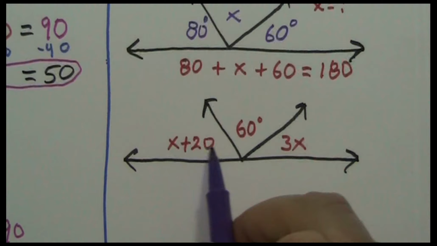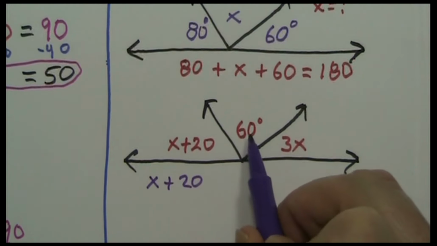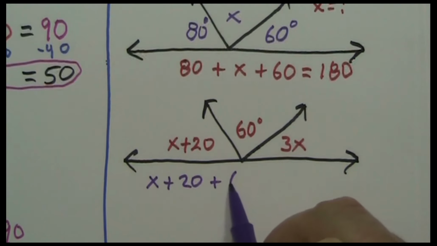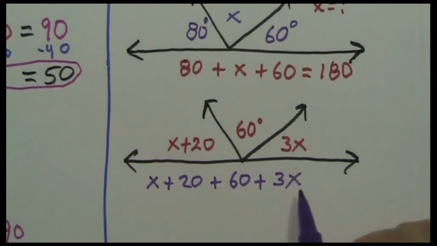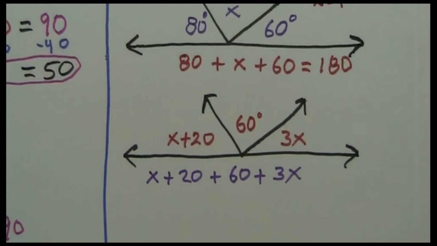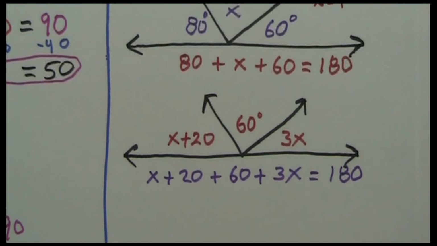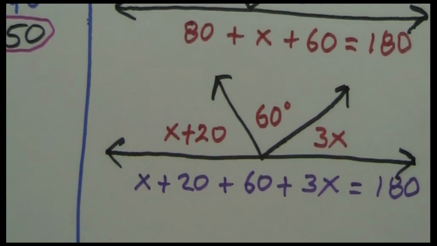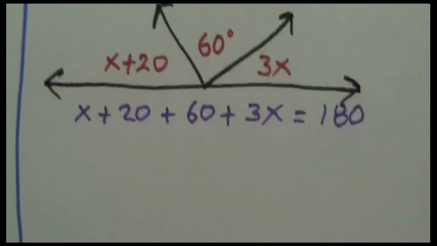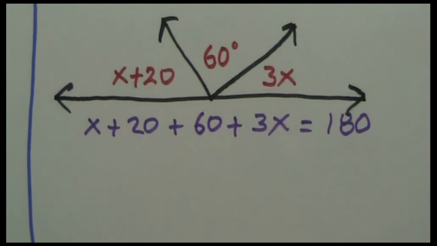So let's see. I have this angle, X plus 20, and this angle, 60, and this other angle, 3x. All of that equals 180 degrees. So this is how you would set it up to figure out what X is. Excuse me a moment. We're solving for X.